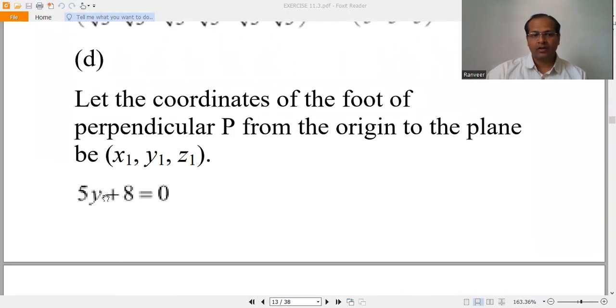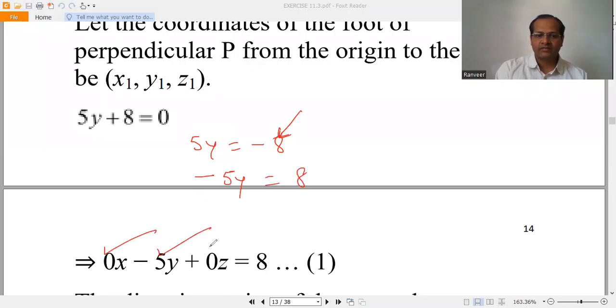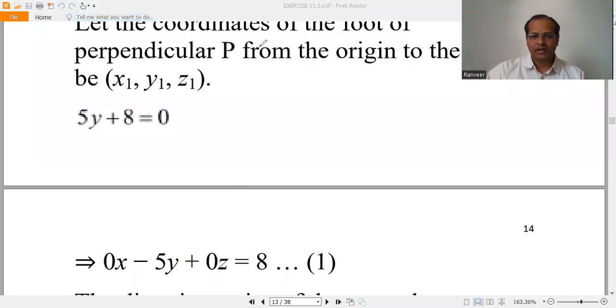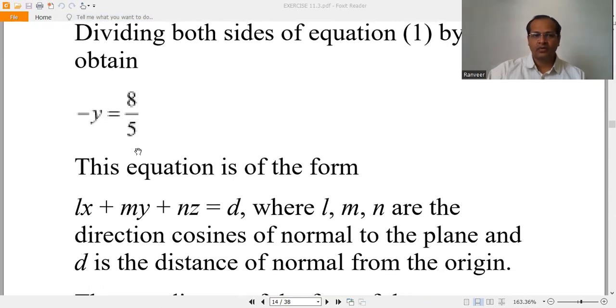Coordinate of foot of perpendicular for 5y plus 8 equal to 0. So when we are writing, this is very important. When we are writing 5y equal to minus 8, first we have to make this positive. So minus 5y equal to 8. After that, we have to write 0x minus 5y plus 0z equal to 8. And after that, just we have to divide by root under 5 square, that is 5. After dividing, minus y equal to 8 by 5, lx, my and nz.